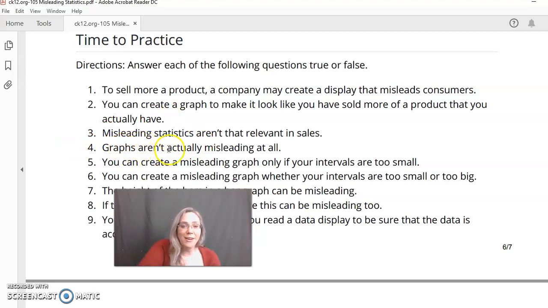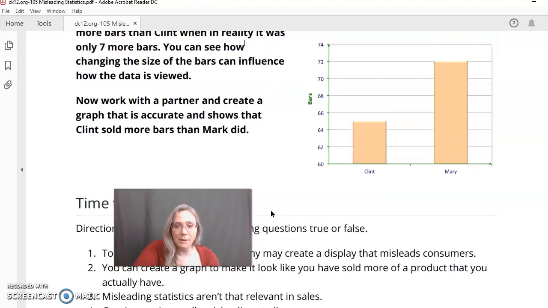4, graphs aren't actually misleading at all. 5, you can create a misleading graph only if your intervals are too small. 6, you can create a misleading graph whenever your intervals are too small or too big. 7, the height of the bars in a bar graph can be misleading. 8, if the bars of a graph are too wide, this can be misleading too. 9, you must be careful whenever you read a data display.